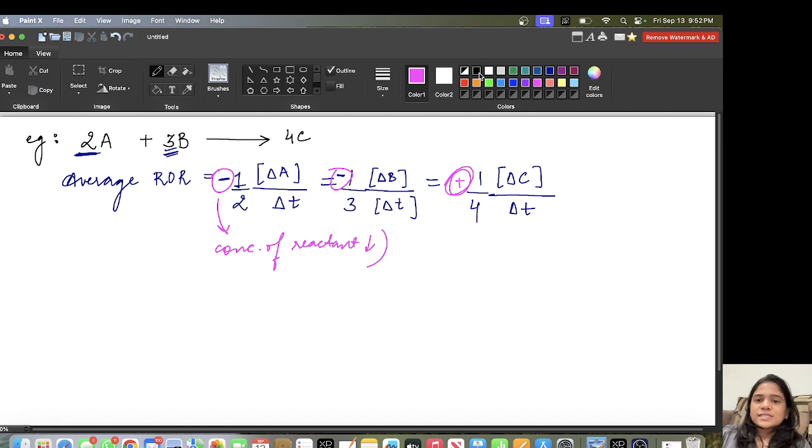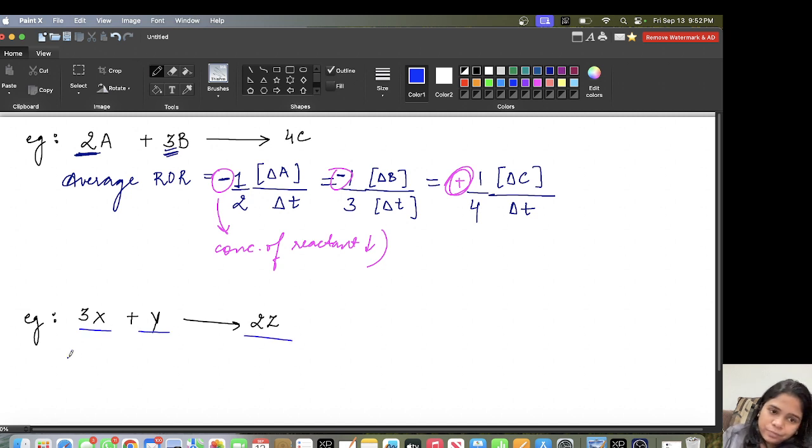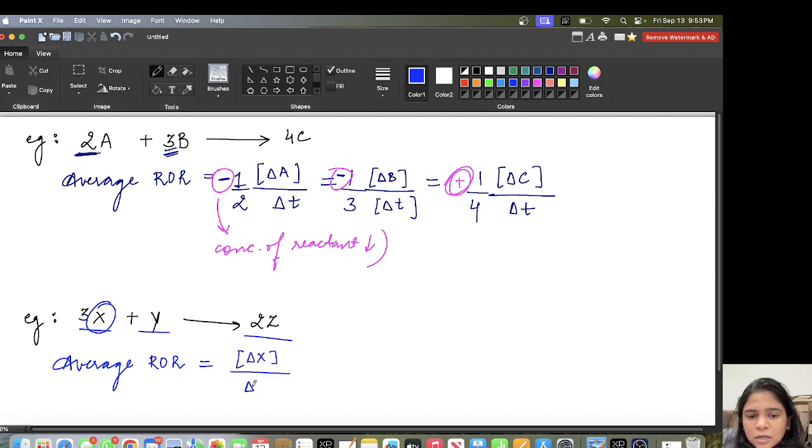One more example I'll give you guys, just try it on your own if possible. 3x plus y is giving you 2z. Just pause this video and try it on your own. How will you write the average rate of reaction in terms of x, y and z? Try it and let's check our answers. First we'll write it in terms of x. Change in concentration, delta x by delta T, and the coefficient 3 comes as 1 by 3, so minus 1 by 3.